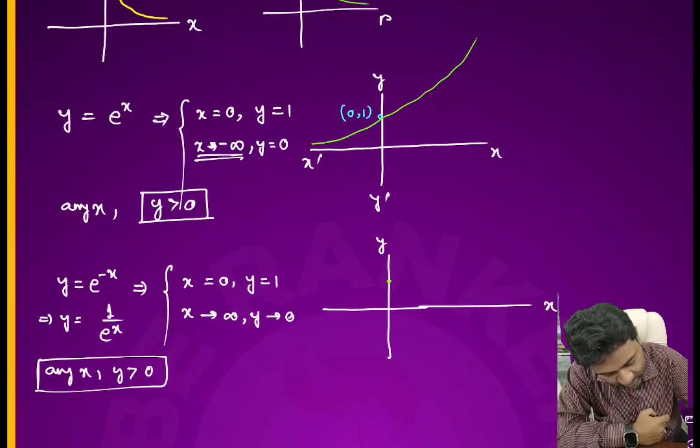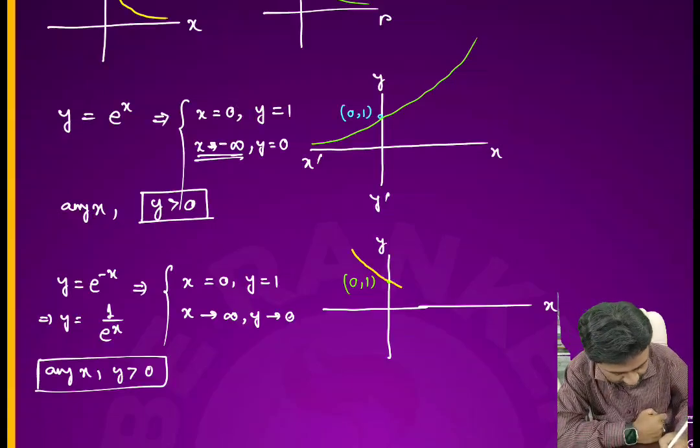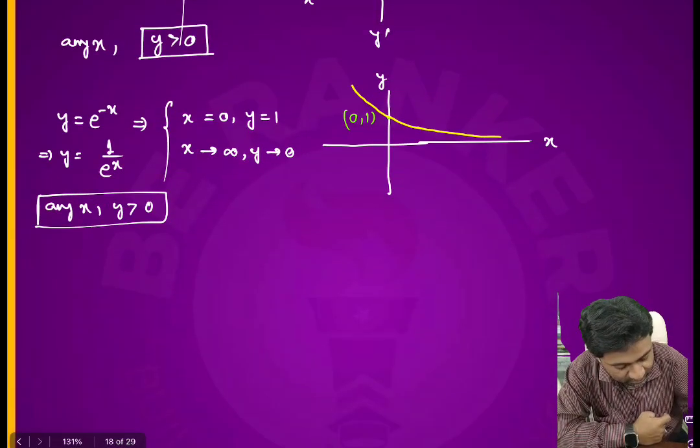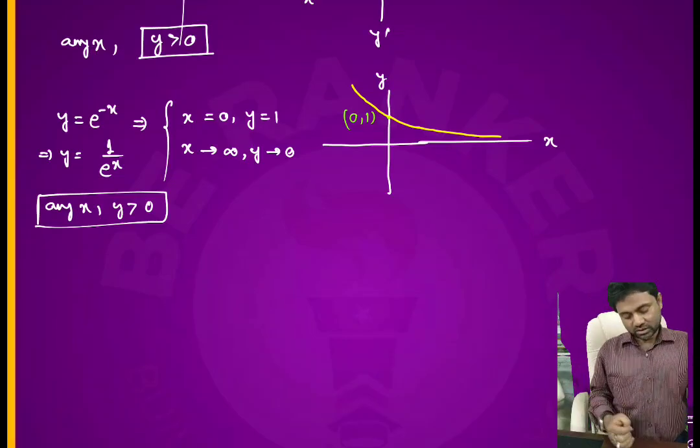So if that is x, there is y, the graph passes through this point, 0, 1. And it looks like this. It starts from a positive, very high value of y, and as x tends to infinity, the graph tends to 0, but it never touches the x-axis.